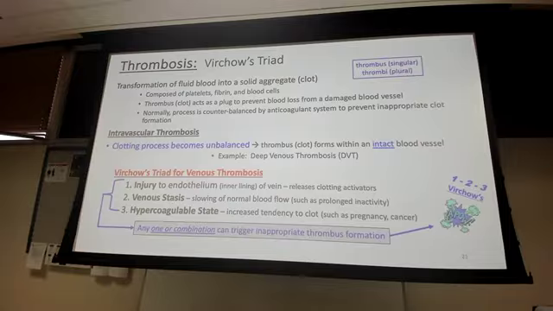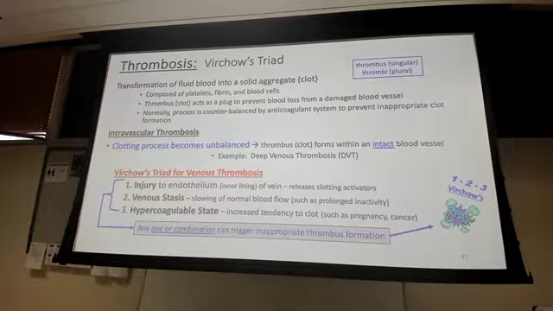Again, typically it's going to be in the lower extremities, because those lower extremity vessels require our muscles to contract to actually push that blood out. They're within our muscles. So if we're not contracting our muscles, it's not pushing that blood out. That's how venous stasis arises, especially in the lower extremities.